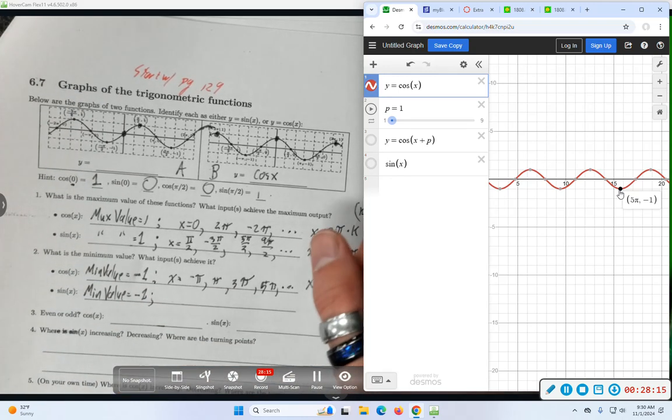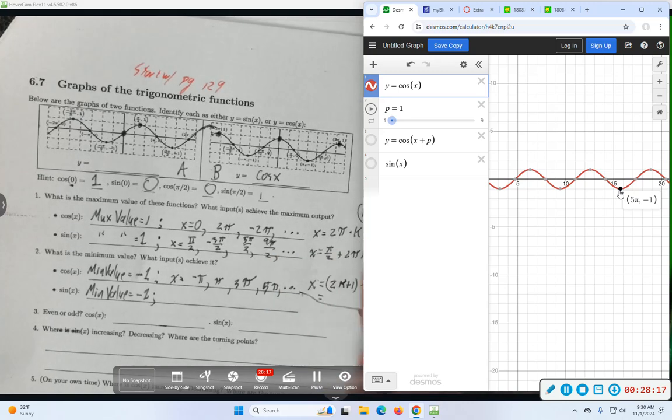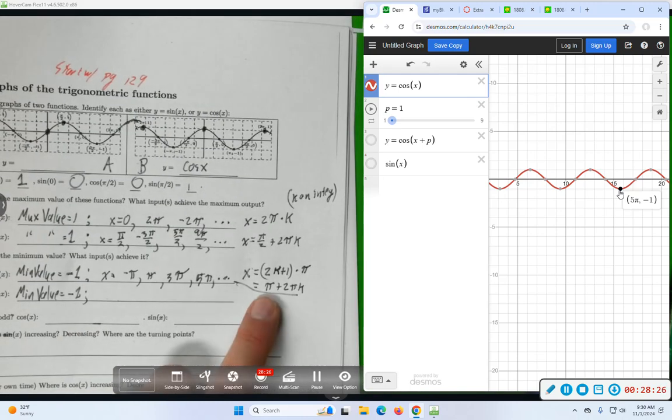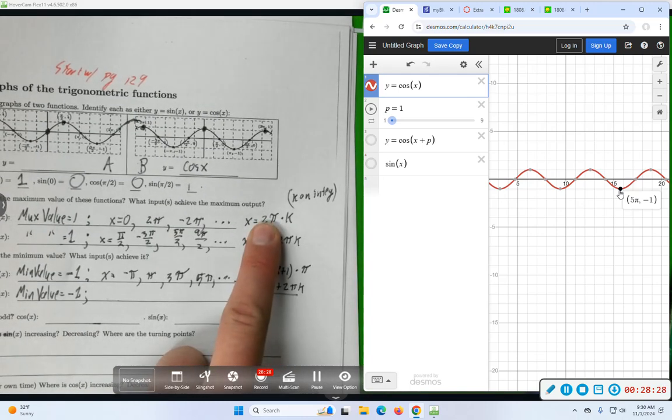Or you could write this a different way. That's pi plus 2 pi k. So maybe there's a pattern emerging. As soon as you see something happen for a trig function once, you can keep adding 2 pi's and it'll keep happening.